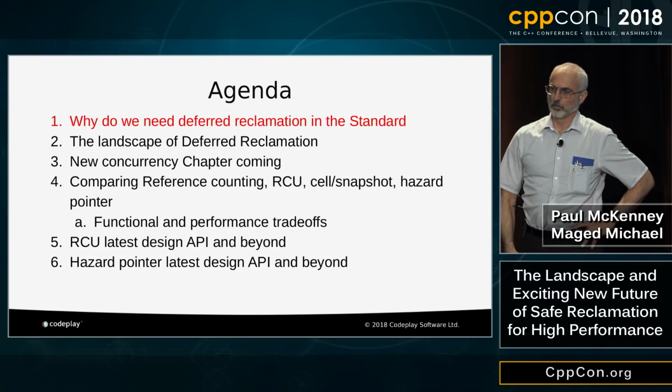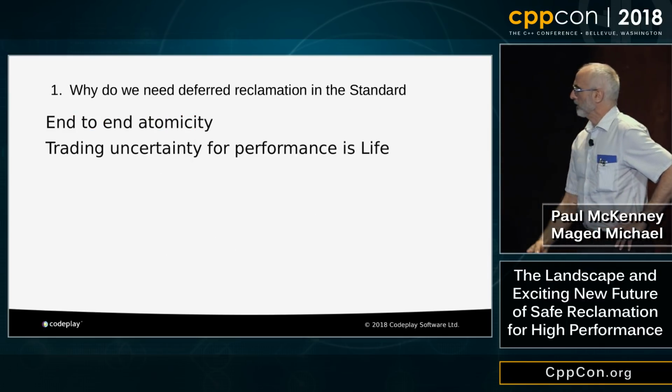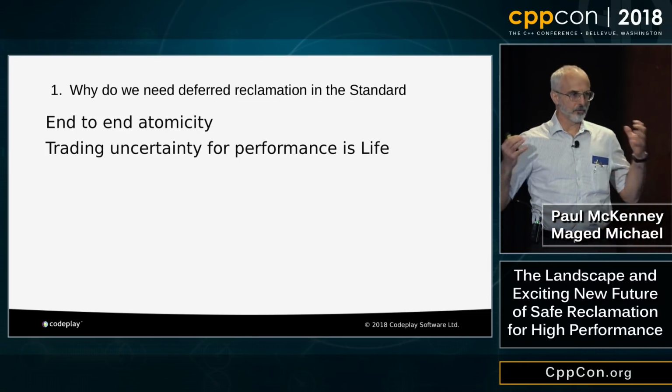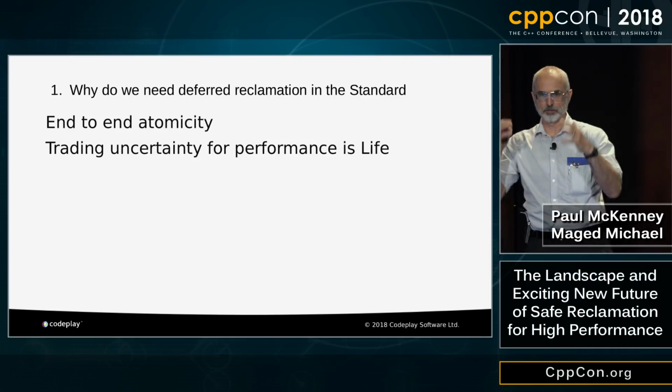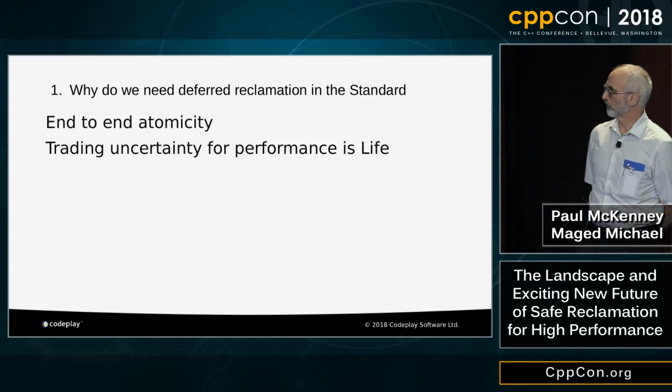So we'll start off on why we want this in the standard in the first place. And the thing is, we need end-to-end atomicity in many cases. We need the information to come in to actually be processed and come out the other side in some organized fashion. That's the way of information processing.